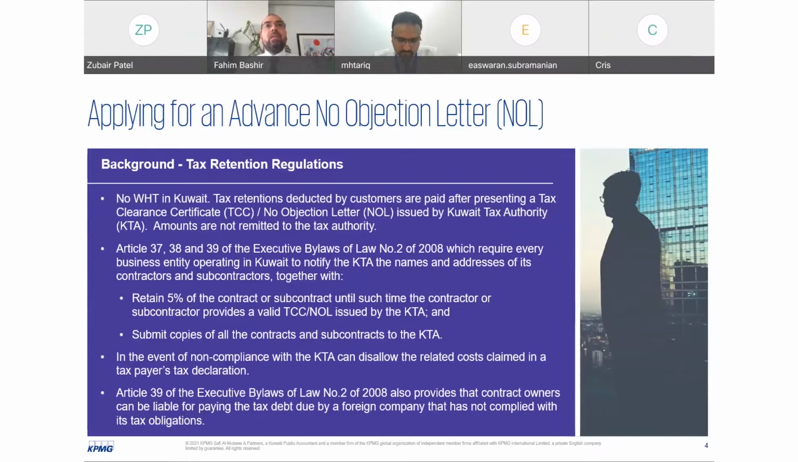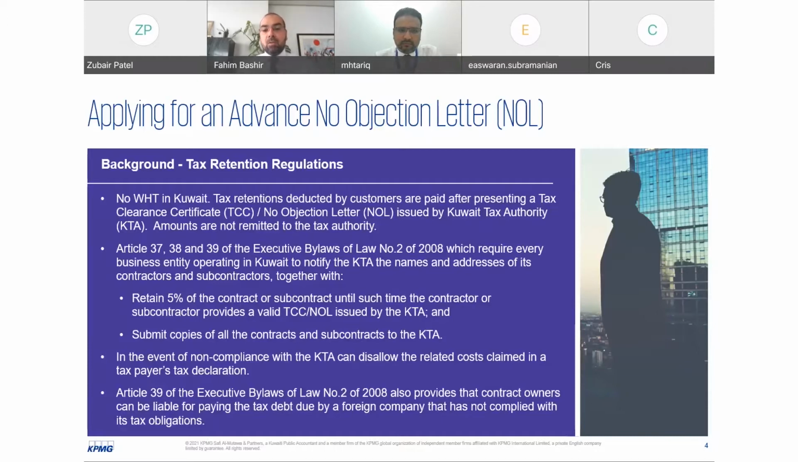As you know, the Kuwait tax regulations do not have a withholding tax. There is, however, a tax retention in place, which requires an NOL to be obtained from the Kuwait tax authority in order to release the tax retention. This is the key aspect: we don't call it a withholding tax, we call it a retention, because these amounts deducted at source are not remitted to the tax authority. They stay with the contractor. This is the key difference between retention and withholding tax.